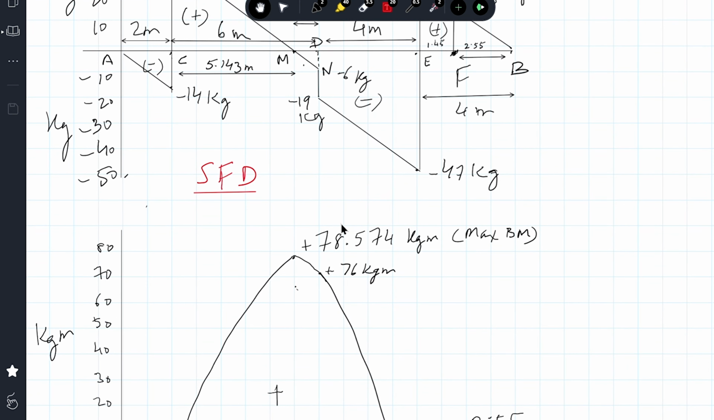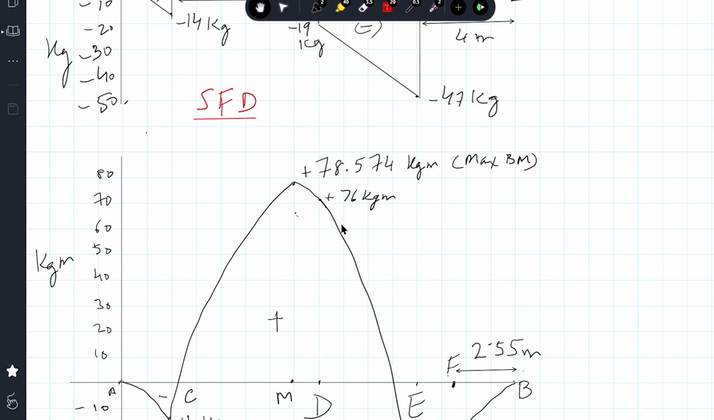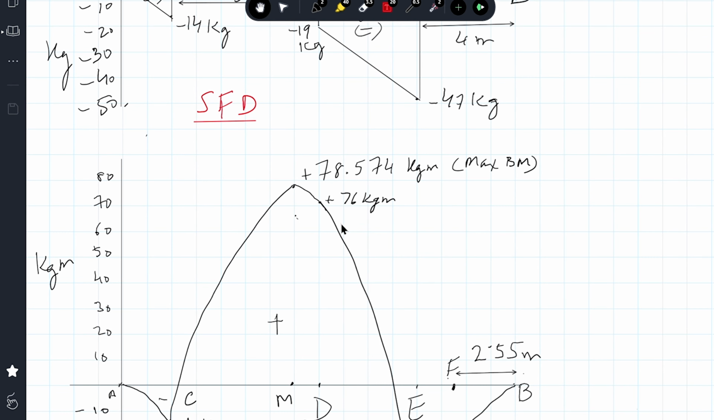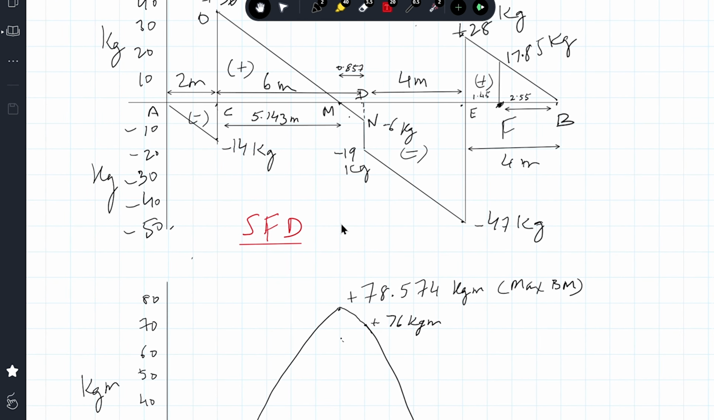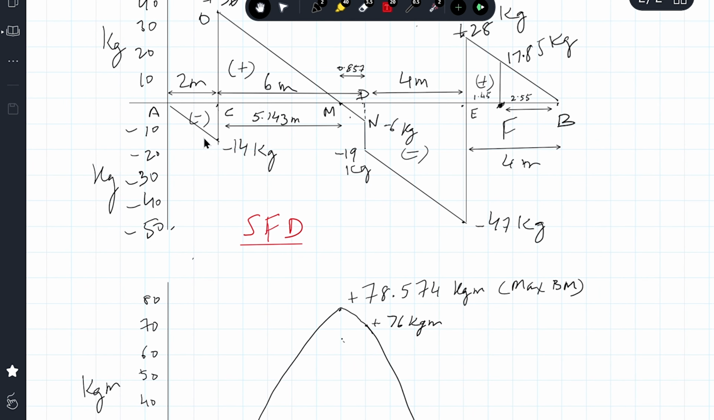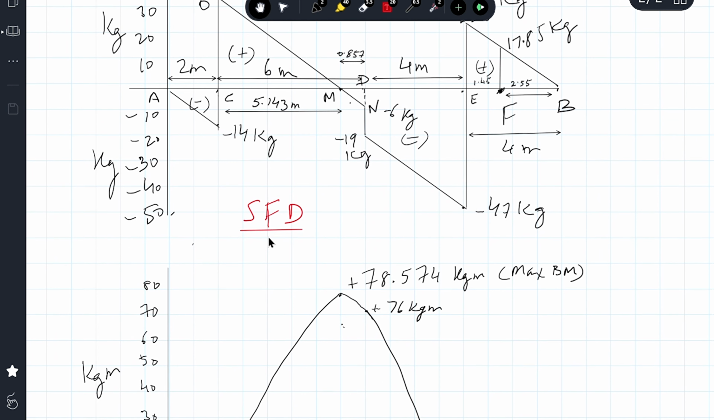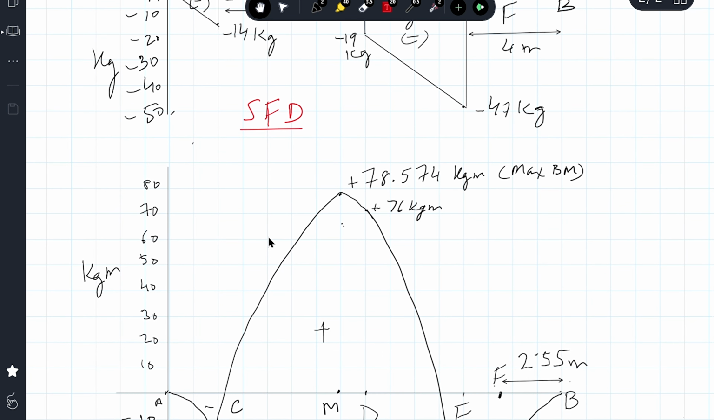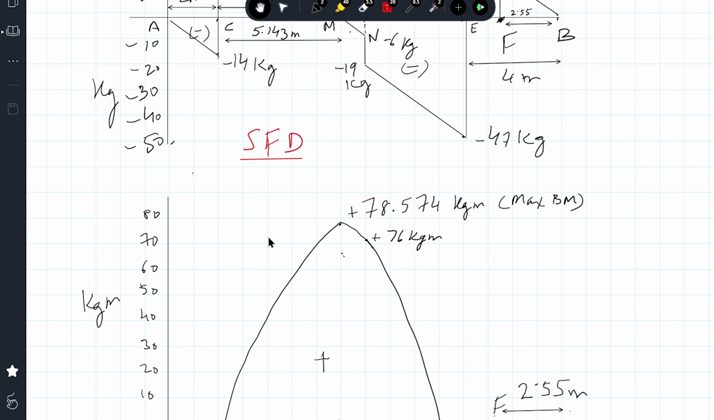Okay, so now we will move on to the bending moment diagram. Area under the SF curve. So at A, what will be the bending moment? At A, it will be 0 because there is no area. Again, bending moment to the left of the point. So the left of A, there is no area under the curve. So it will be 0.